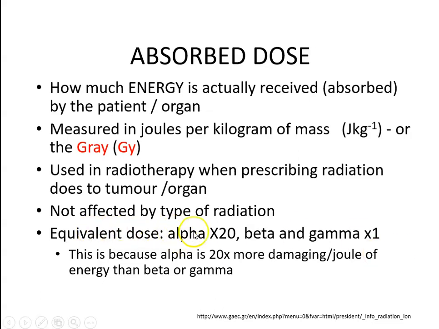So we can have an absorbed dose and an equivalent dose. If someone receives 1 gray of gamma and 1 gray of alpha, the alpha will cause 20 times as much damage.